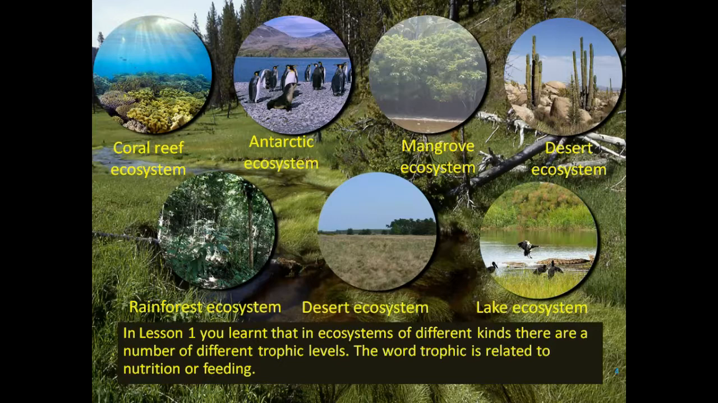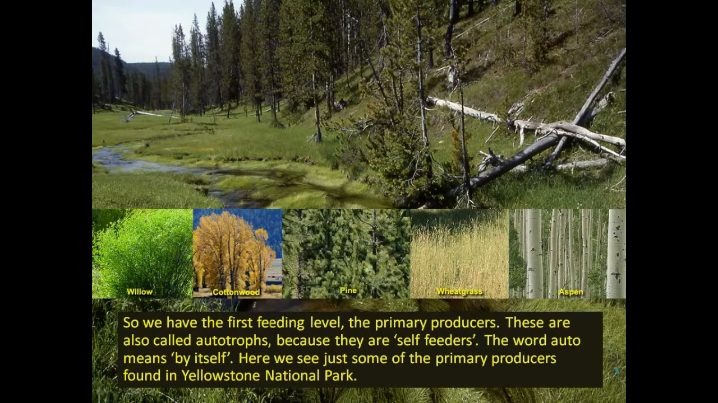In Lesson 1, you learned that in ecosystems of different kinds, there are a number of different trophic levels. The word trophic is related to nutrition or feeding. So we have the first feeding level, the primary producers. These are also called autotrophs because they are self-feeders. The word auto means by itself. Here we see just some of the primary producers found in Yellowstone National Park.